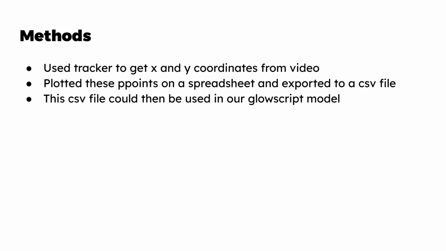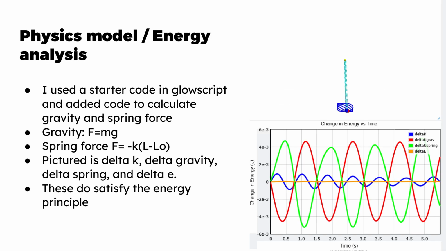We started with a video that was given in the instructions of a mass oscillating while on a spring, and I used Tracker on this video to get X and Y coordinates along with their timestamps, and I plotted these points on a spreadsheet and exported it to a CSV file. The CSV file was then used in our GlowScript code to generate a physics model of this same oscillating motion.